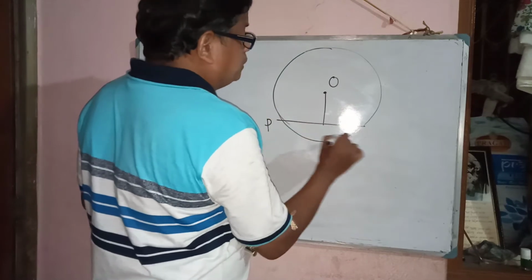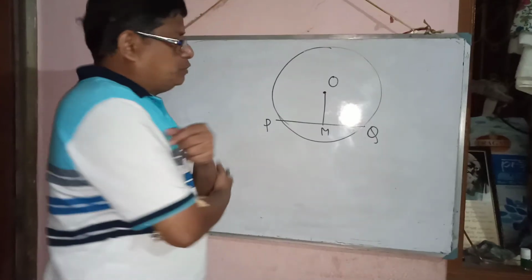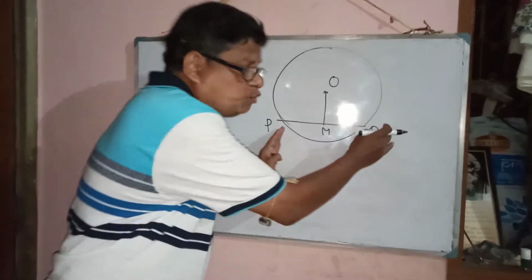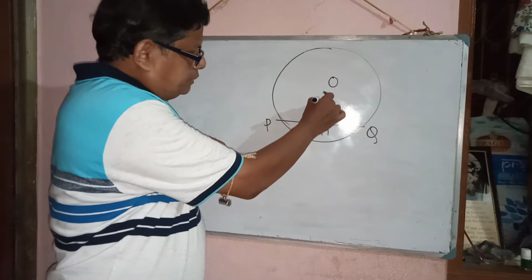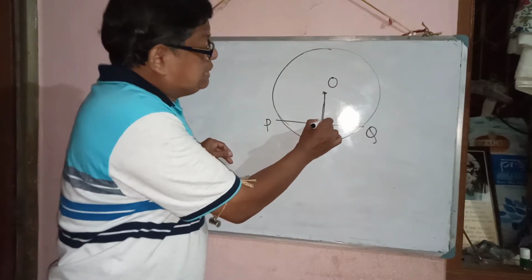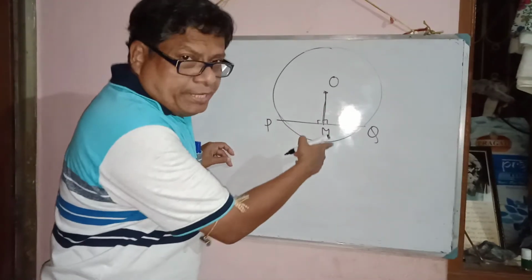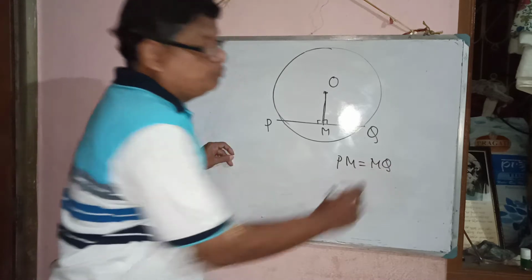O, P, Q, suppose M. Let O be the center, PQ is a chord, and the line is perpendicular to the chord, this is given. Then it bisects the chord. If it is perpendicular, then we can prove PM equals MQ.